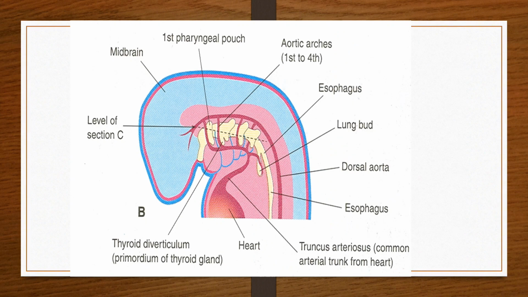What structures are forming? First have a look at this diagram. You can see the areas of developing arches and pouches, and here you can see the aortic arches which are forming, and each aortic arch gives a branch to its related pharyngeal arch. So first to fourth aortic arches give branches to first to fourth pharyngeal arches.